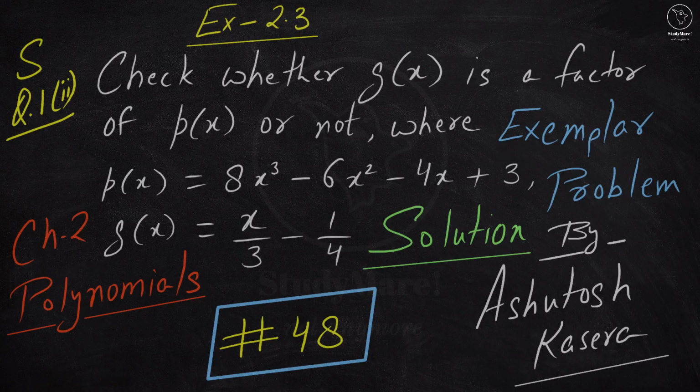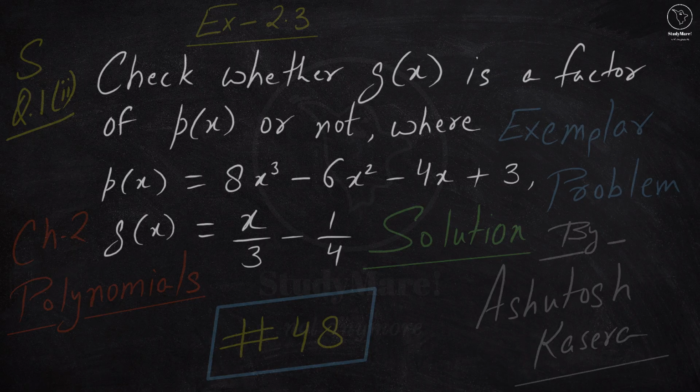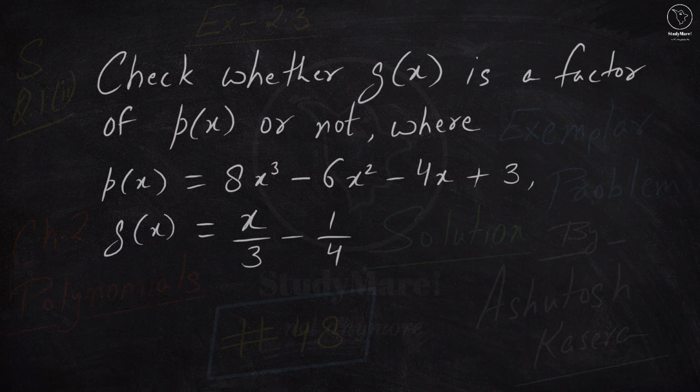Check whether g(x) is a factor of p(x) or not, where p(x) is equal to 8x³ minus 6x² minus 4x plus 3, and g(x) is equal to x upon 3 minus 1 by 4.